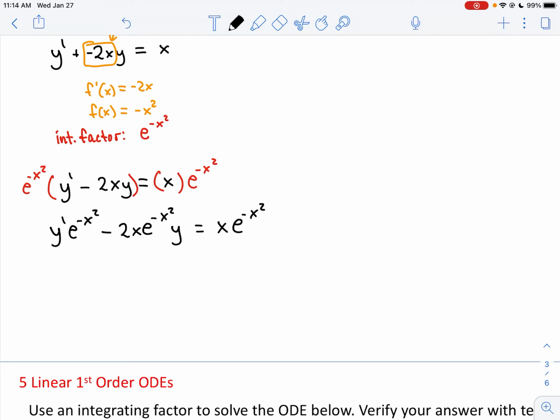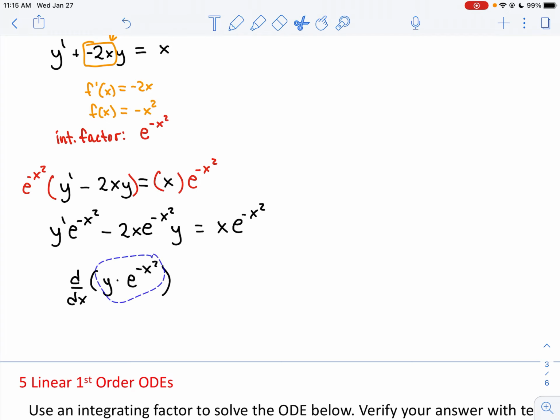Now when you do this process, the left side is always the result of a product rule. That product rule will always be the product of y times the integrating factor. So in other words, I can collapse this whole side to a derivative with respect to x of y times the integrating factor, which is e to the negative x squared. Let's just verify that real fast by doing the product rule.